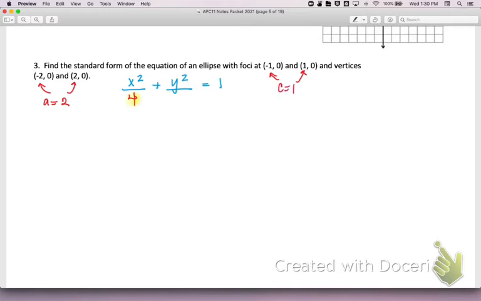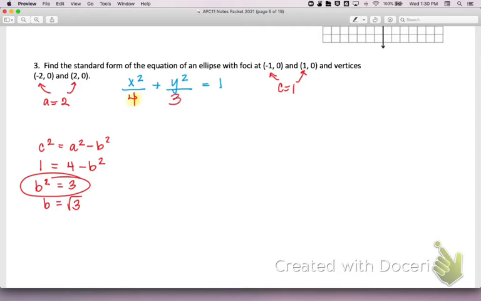Now they didn't give us the B values, but we can find them because again, we know that C squared is equal to A squared minus B squared. So we get 1 is equal to 4 minus b squared. So if I add b squared and then subtract 1, we get that b is the square root of 3. Really all we needed here was b squared because that's what goes on the bottom. And so this would be the equation of that ellipse.